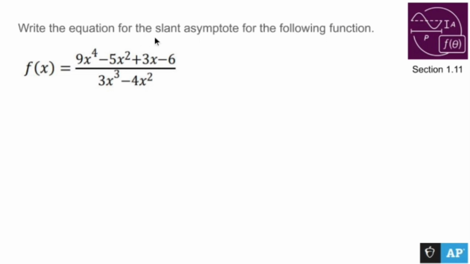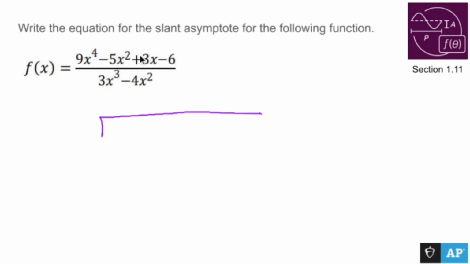Write the equation for the slant asymptote for the following function. In order for you to know that you have a slant asymptote, one thing needs to happen: the degree in the numerator has to be 1 higher than the degree in the denominator. Does that happen here? Yes, it does. Now, the way we set this up is we do polynomial long division. It's important for you to understand that if we're going to do polynomial long division, everything has to be in order, and anything in between or at the end that's missing has to be filled in with zeros.